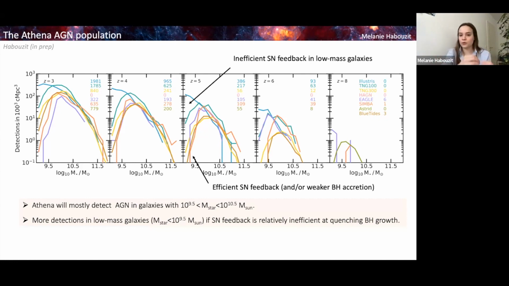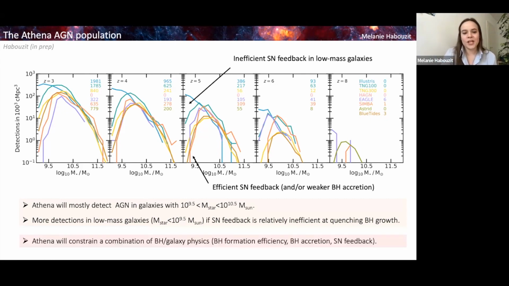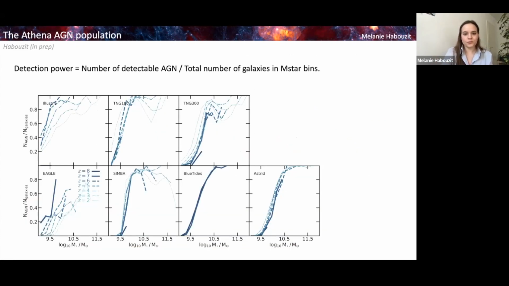So for example, supernova feedback, or how strong it is, or the ability of a black hole to accrete gas or not, is also slightly different in the simulations. So Athena will constrain a combination of black hole and galaxy physics. So again, black hole formation efficiency, so whether we have black holes in those galaxies; accretion, so whether black holes are able to accrete gas efficiently or not; and also the role of the feedback. So supernova feedback, but also AGN feedback, all those processes. Given the discrepancy between the simulations, I think this is really one key thing for Athena: that we can disentangle the simulations.